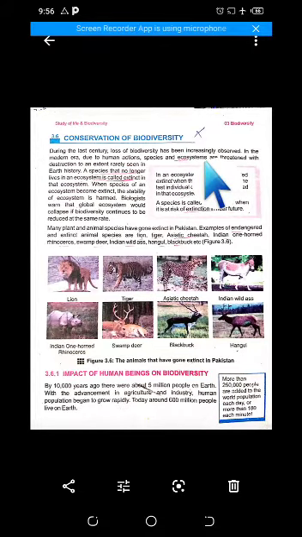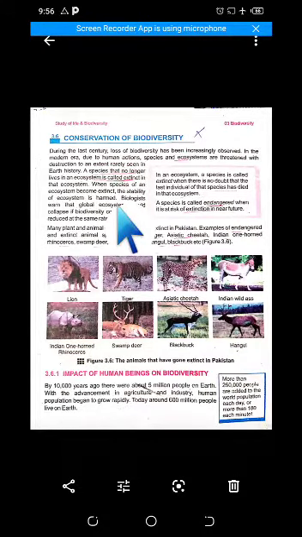The first term is extinct. A species that no longer lives in an ecosystem is called extinct in that ecosystem. It means if a species is no longer existing, we will say it is an extinct species. Can you please give me any example of extinct species? Find out on the net. You will find many extinct species.